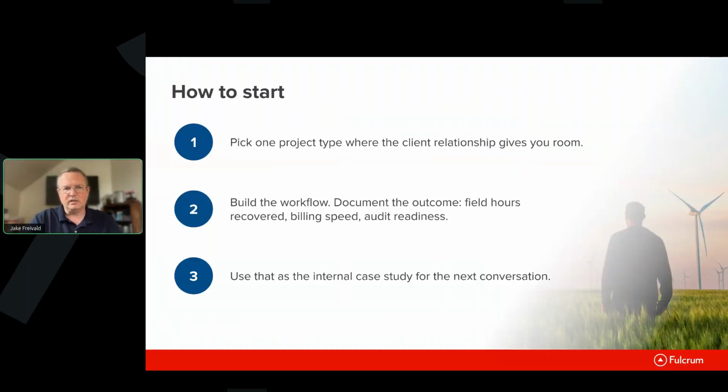The way to start to do this is to pick a single project type where the client relationship gives you that kind of room to negotiate a little bit, build out that workflow and document how that workflow helps. The outcomes are what's going to drive your ability to negotiate here in the future, and then use that documentation for those workflows as the internal case studies that you've got for the next conversation. Start by starting. Figure out what you can do and where those project types and which clients you can do them with, and then start to build out the business case for moving further and further into a platform scenario wherever you can, which will not be everywhere, but wherever you can.